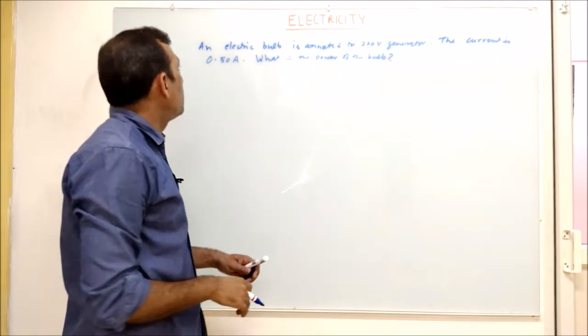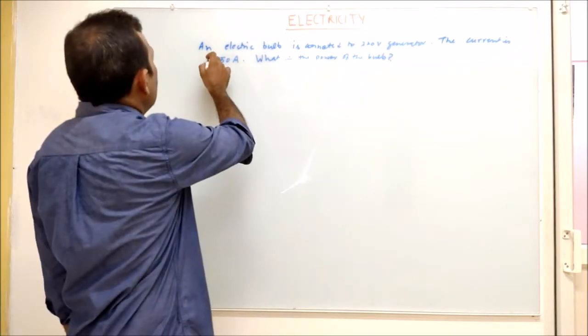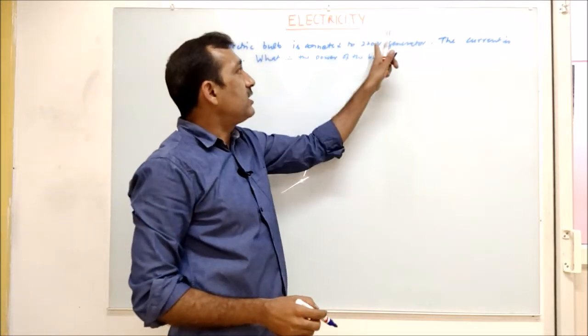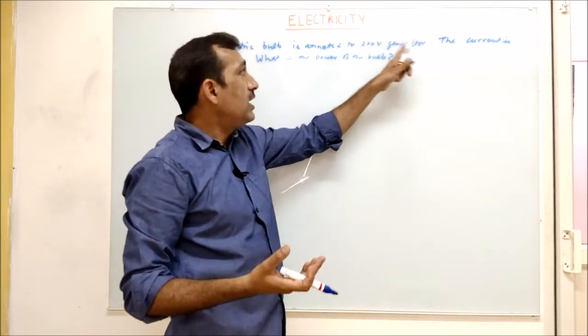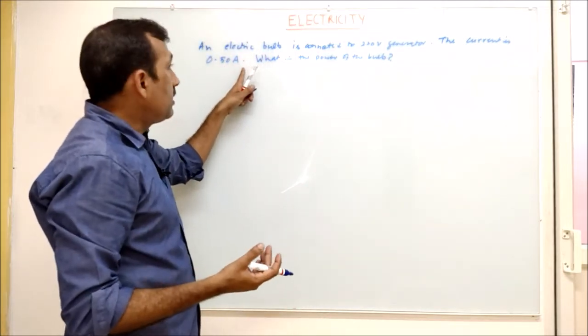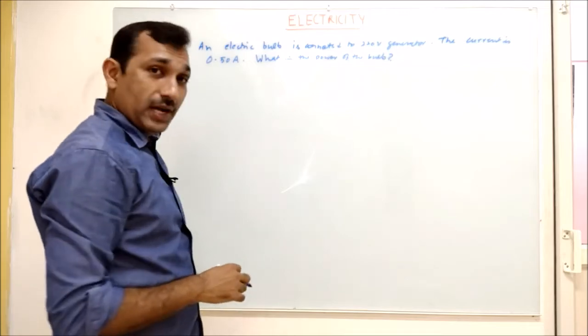Now let us see one example. In this question, it is given that an electric bulb is connected to a 220 volt generator. That means the potential difference is 220 volt. The current is 0.5 ampere in the circuit. What is the power of the bulb?